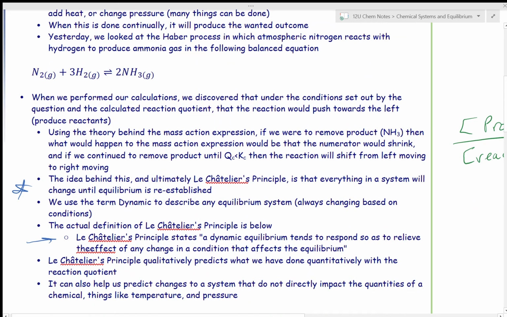So when we performed our calculations last day, we discovered that under the conditions that were set out by that question, we calculated that the reaction would push left. Now, if I'm a producer, that's not good for me. I don't want it to push left because I don't want to make N2 and H2. I want to make more ammonia. And so is there a way that we can make our reaction quotient cause the equation to switch sides, push to the right to create more ammonia? And the answer is yeah, we can.